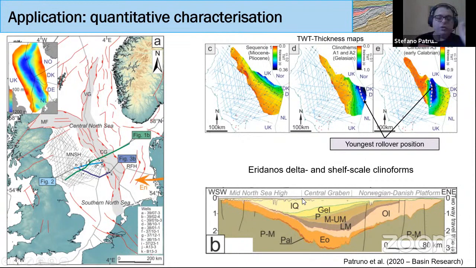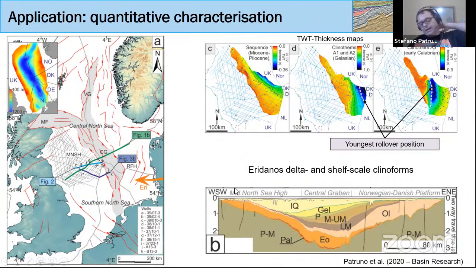So therefore, when the clinotherm managed to encroach onto the western flank of the North Sea rift system, the British flank, the Mid North Sea High, which is this region over here, which is a platform. So basically, the clinoform managed to prograde all of the central graben over here, which is a big hole, okay? And finally, they started to climb onto the opposite flank of the North Sea, which is something fascinating.